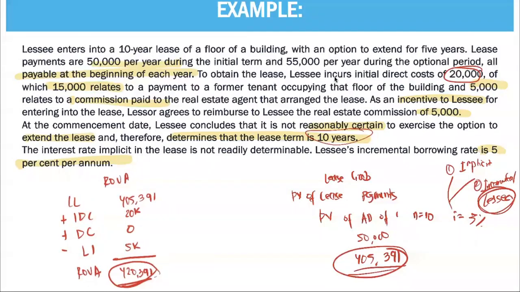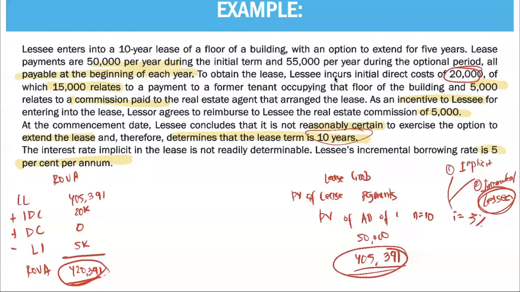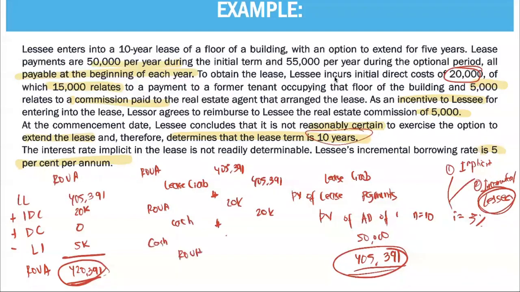Okay, let's make our entries. First, for the lease liability, we debit right of use asset and credit lease liability, 405,391. And then we record the initial direct costs. You debit right of use asset and you credit cash for the initial direct costs. Since there is no dismantling cost, we will not make any entry. Now, for the lease incentive, we debit cash and credit right of use asset, 5,000 pesos.